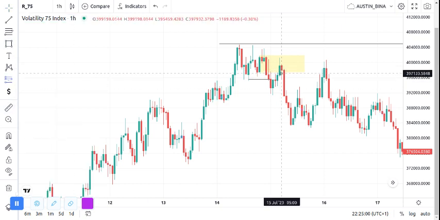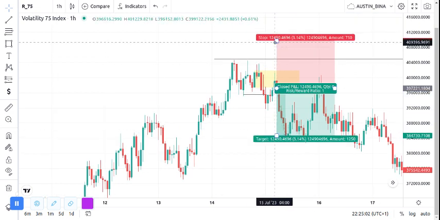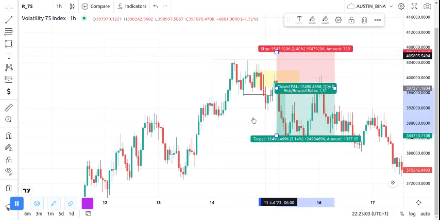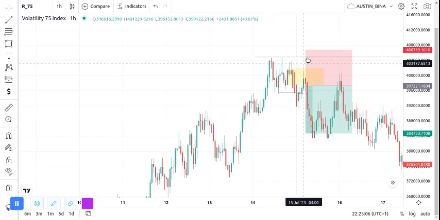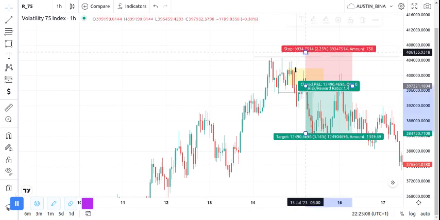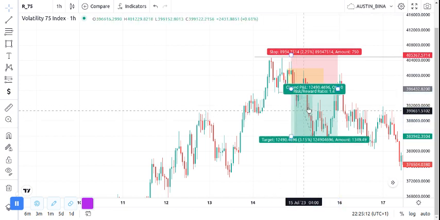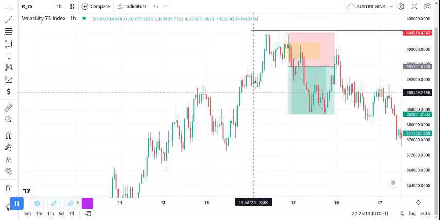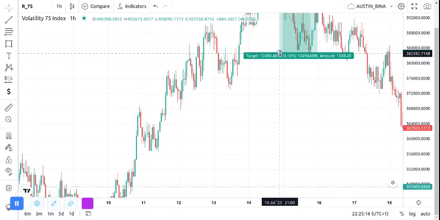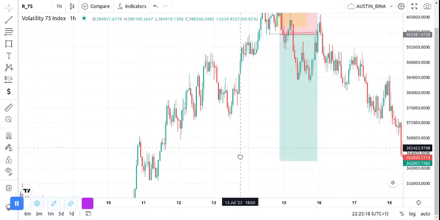So after price took out liquidity, you wait for a shift in market structure on the 1 hour time frame. If you look at it, you take your entry there and then your stop loss above that high. And then what will be your target? Your target depends on you, but me, I love to target just 1:3, and then I'm done actually. That's how I take my trade, right?